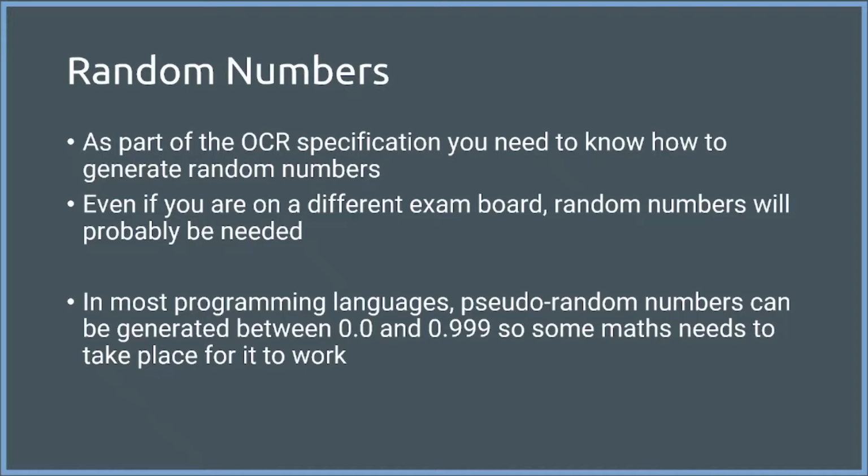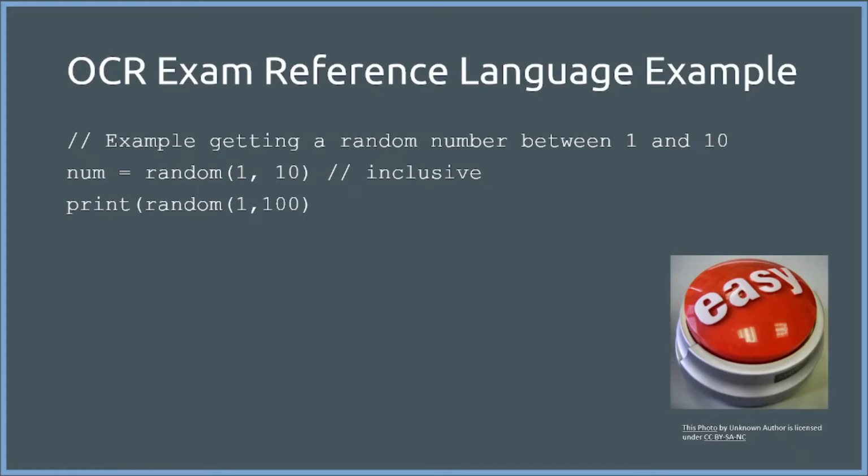In most programming languages, pseudo-random numbers will be generated between 0.0 and 0.9999. So, some maths is needed for it to work, but I will go over that when we actually show the Java example. This is probably one of the easiest OCR exam reference language examples I can give you. This is the pseudocode, and this makes random numbers between 1 and 10, and also 1 and 100.